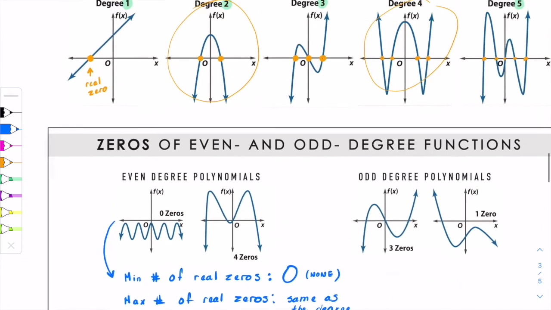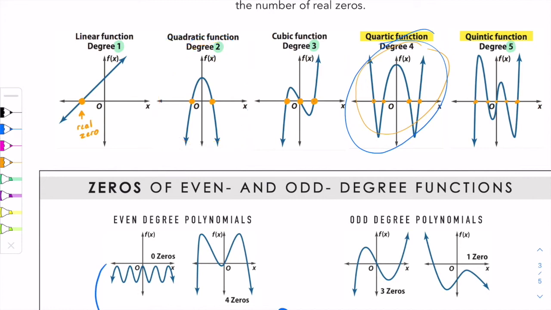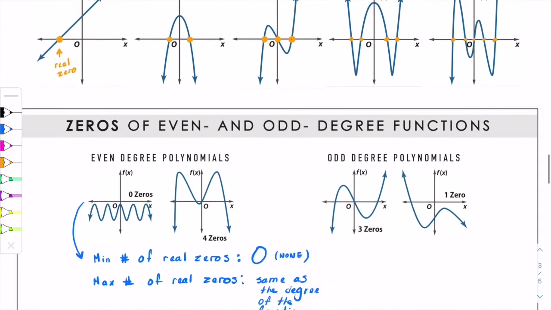For example, if we look at the 2 I circled, so degree 2 and degree 4, you can see that within the degree 2, the graph crosses the x-axis twice, and degree 4, the graph crosses the x-axis 4 times. So that shows you that it's the maximum number of real zeros.